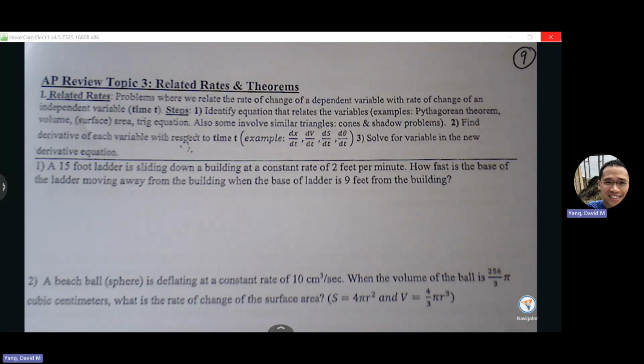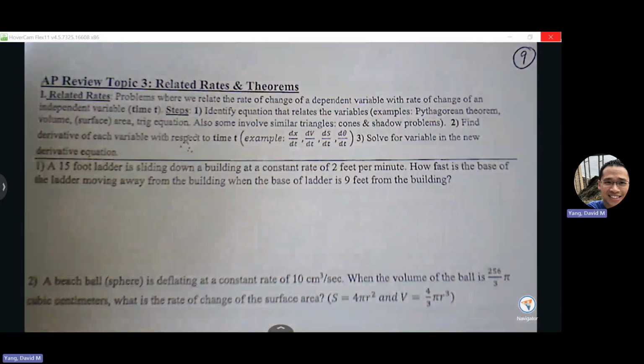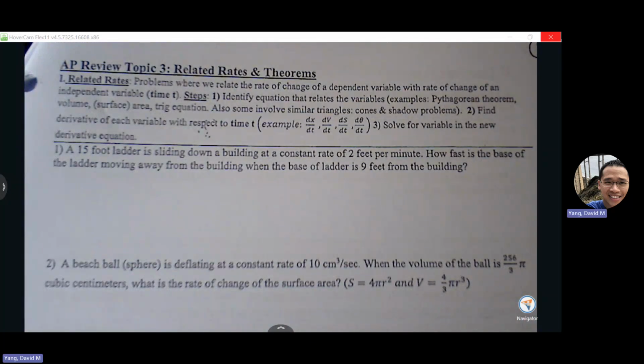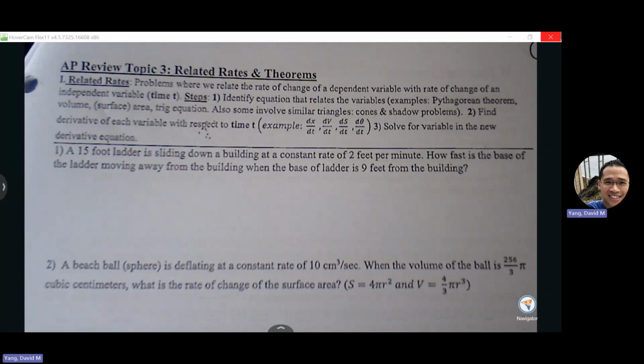So number one, this is the problem that we started related rates with all the way back. This is our first example of related rates. Let's see if we can remember our steps here. So we have a 15-foot ladder that is sliding down a building at a constant rate of 2 feet per minute. How fast is the base of the ladder moving away from the building when the base of the ladder is 9 feet from the building?